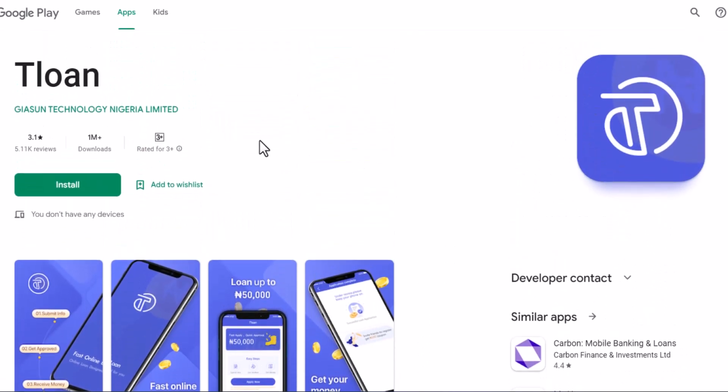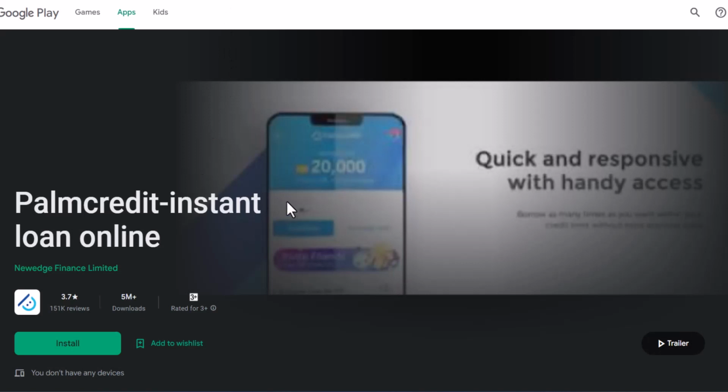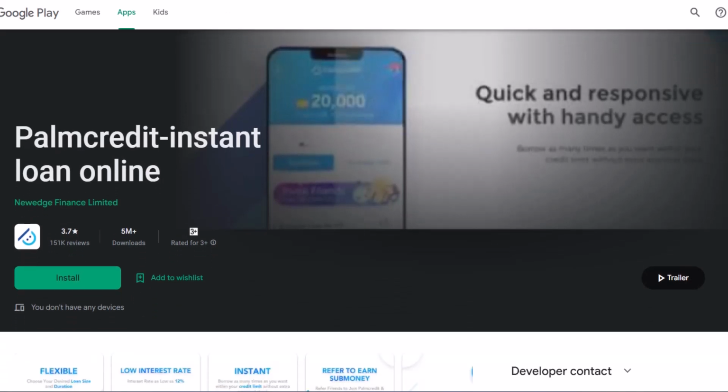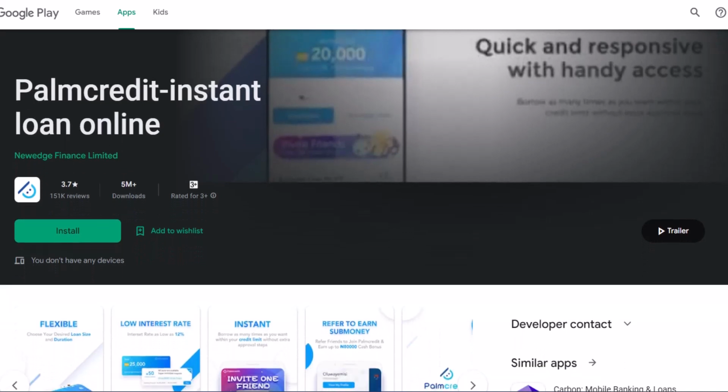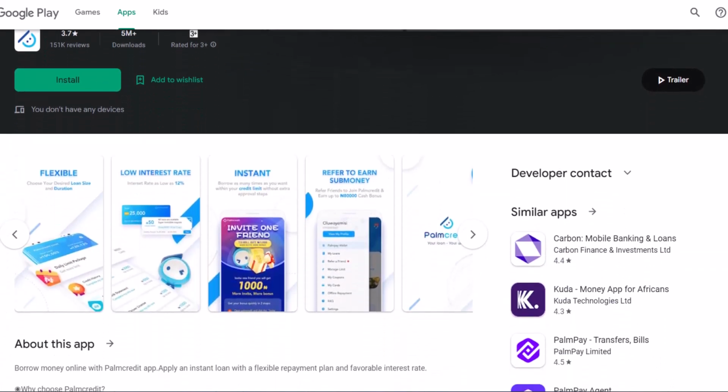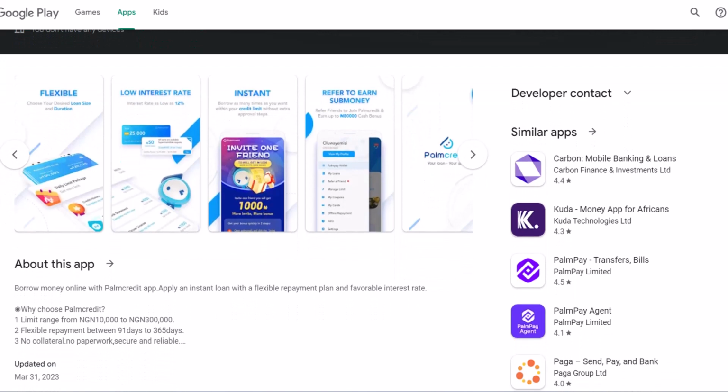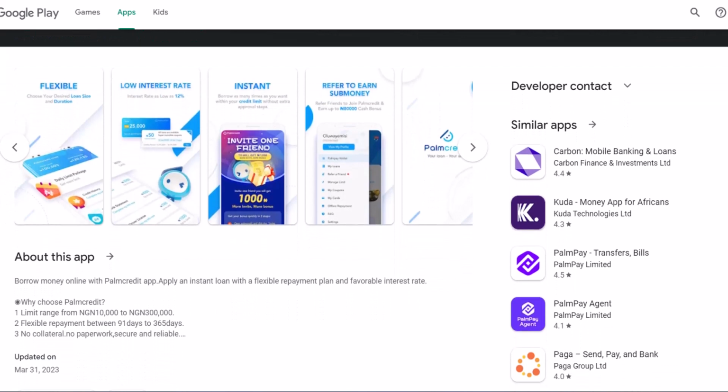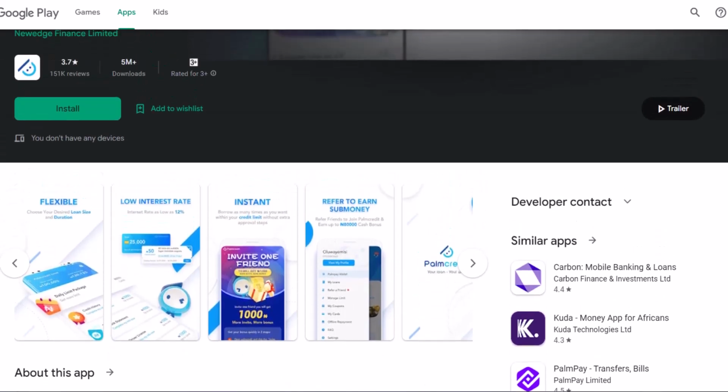So let's check another loan platform which also offers a very low interest rate in Nigeria. We also have Palm Credit, which offers instant loans online in Nigeria. We'll also check in detail about Palm Credit, and see what you'll be able to get with Palm Credit.